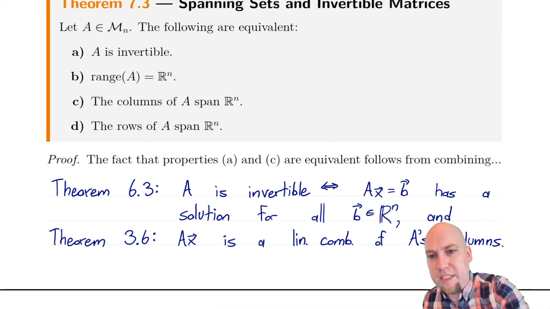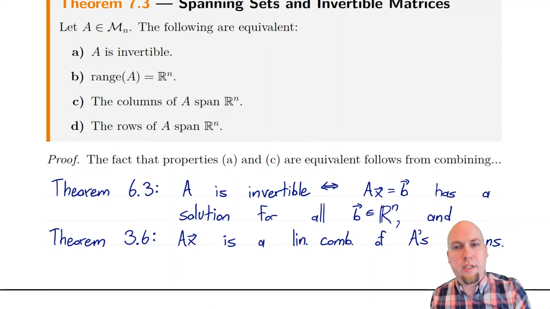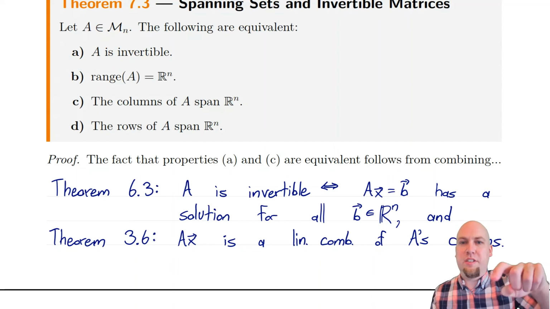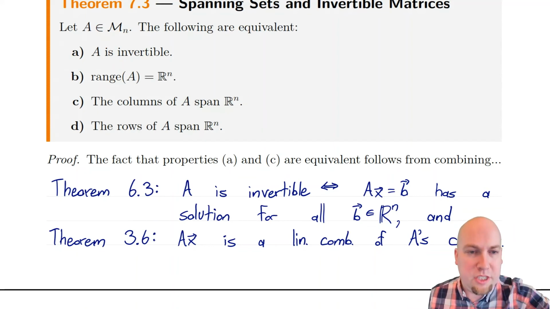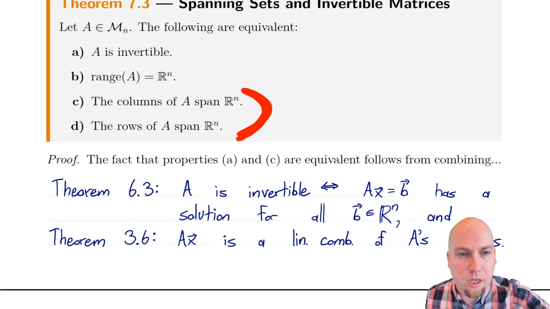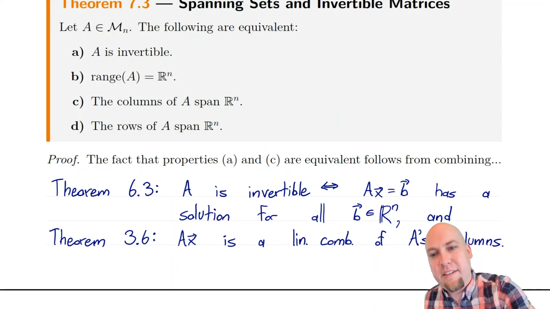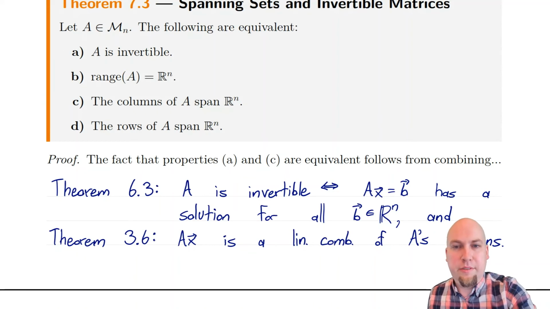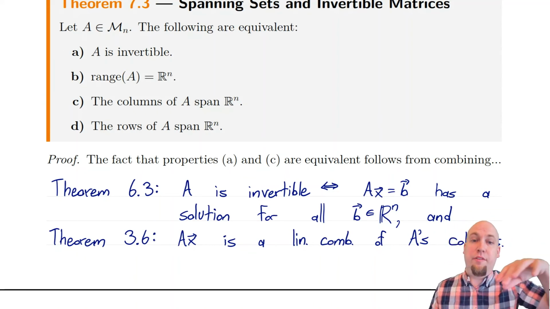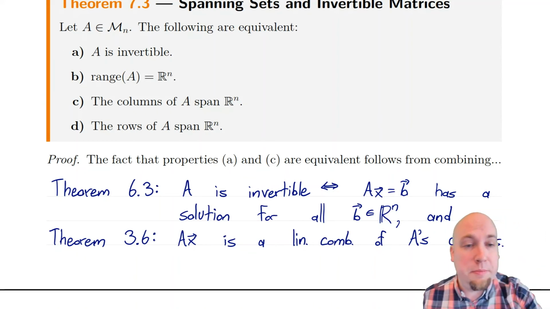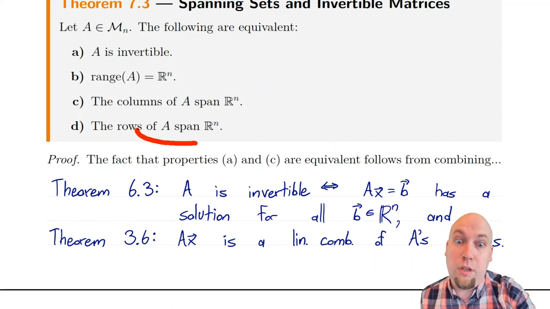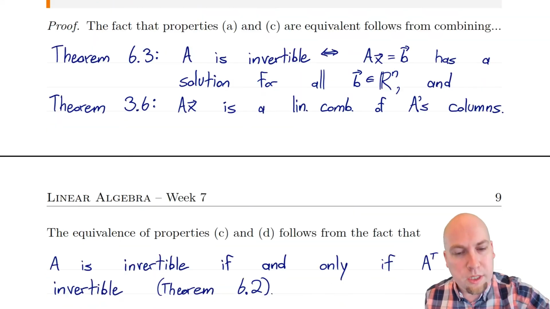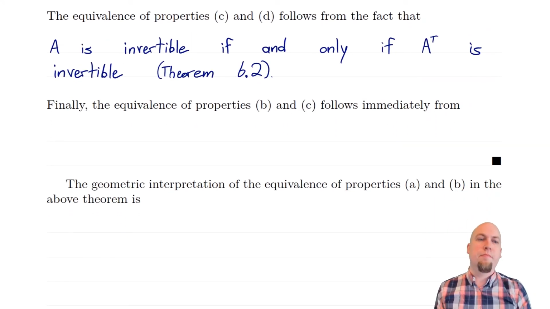So, we just proved that A and C are equivalent to each other. Well, now I know that property A is equivalent to A transpose being invertible, and that just swaps the roles of rows and columns. So that gives me that these two are also equivalent to each other, okay? A is invertible if and only if A transpose is invertible, if and only if the columns of A transpose span all of Rn, if and only if the rows of A span all of Rn. It's just because transpose swaps rows and columns, and we already know something about the columns.